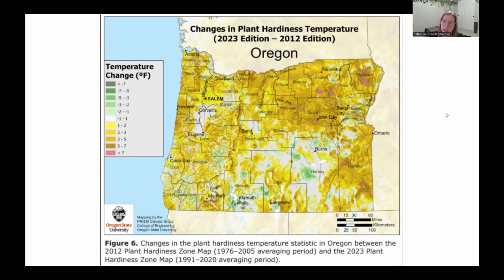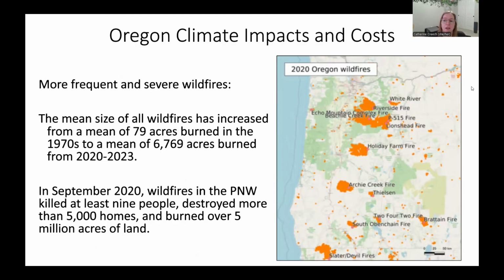This is going to affect us. We need to be thinking about what's going to happen in the future. All of these hotter temperatures are going to lead to more frequent and severe wildfires. The mean size of all wildfires has increased from 79 acres in the 1970s to an average of 6,769 acres between 2020 and 23. That is a phenomenal increase. So just think about how much more space is burning.